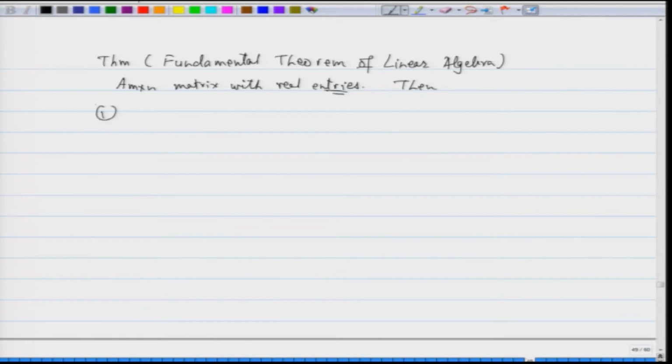One, the dimension of the null space of A plus the dimension of the column space of A is n. This was the rank nullity theorem.